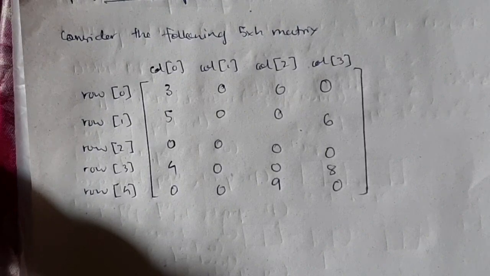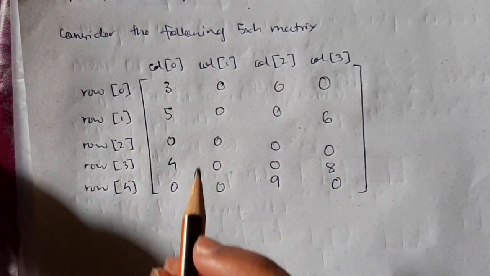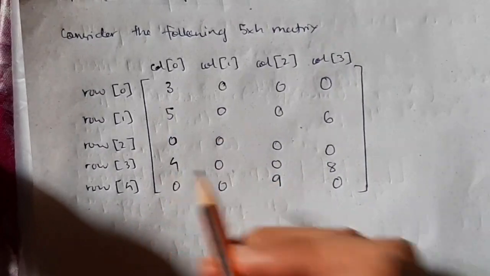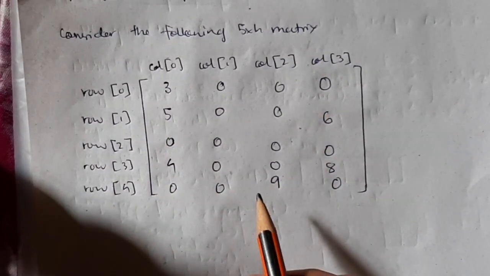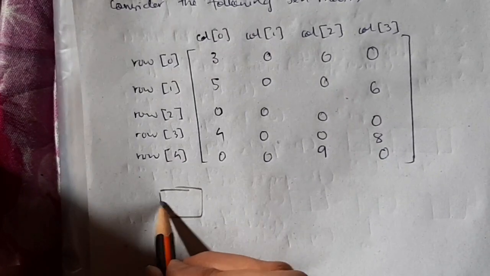First consider the following matrix. It has 5 rows and 4 columns. Count the number of non-zero elements: 1, 2, 3, 4, 5, 6. 6 non-zero elements are there. So the first step, what you have to do, you have to make a head node here. How will you do that?